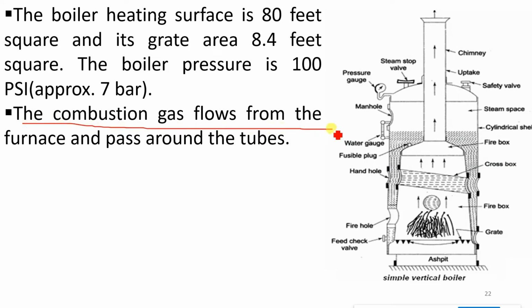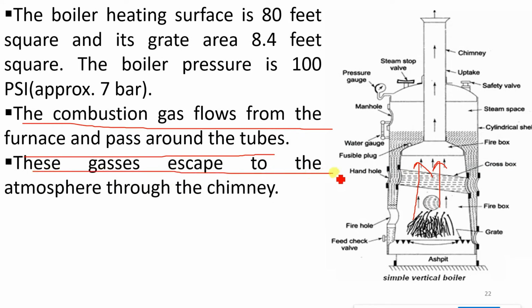The combustion gas flows from the furnace and passes around the tubes. These gases escape to the atmosphere through the chimney.